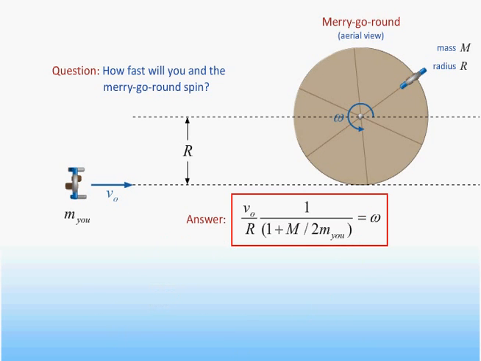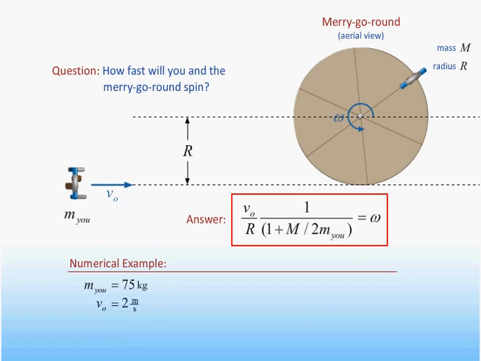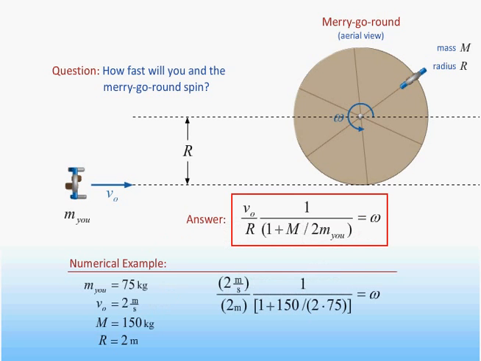To get a feel for some magnitudes here, let's take your mass to be 75 kilograms, your initial speed to be 2 meters per second, and the mass and radius of the merry-go-round to be 150 kilograms and 2 meters respectively. For these numbers, we find that the final angular velocity is half a radian per second.